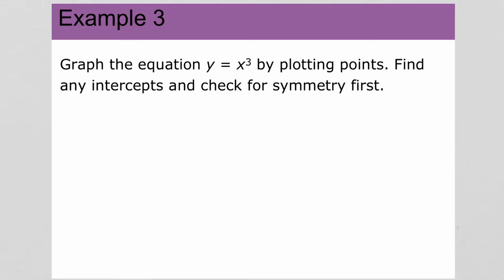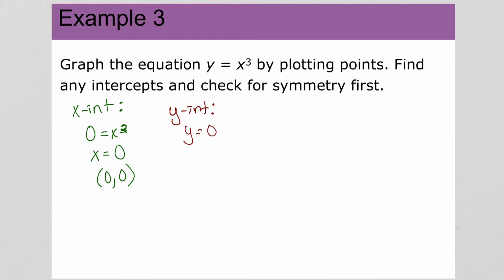For example 3, we're going to graph this equation, and it says find intercepts and check for symmetry first. So let's find the intercepts first. To find an x-intercept, then we plug in 0 for y. So x would be 0. So an x-intercept would be at the point 0, 0. To find the y-intercept, we plug in 0 for x. So it's the same point. The y-intercept is also 0, 0.